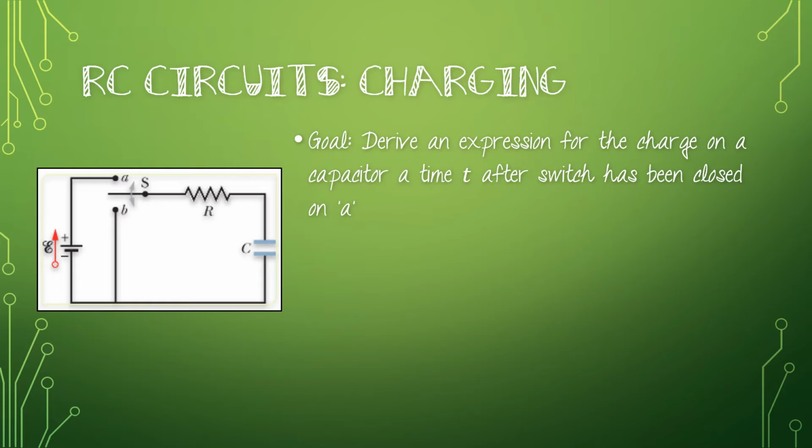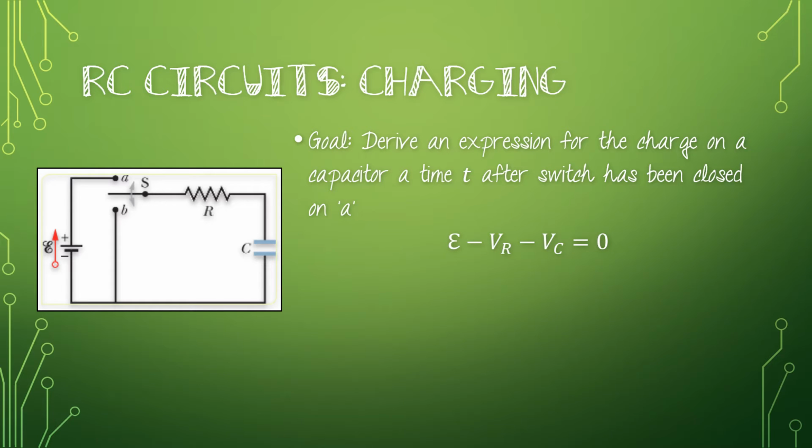And so the first thing we're going to do is apply one of the most useful rules in circuits, and that is Kirchhoff's loop rule. So we know that the loop rule tells us that the potential difference around any loop in our circuit is equal to 0. And I'm going to follow this loop rule going clockwise around my circuit.